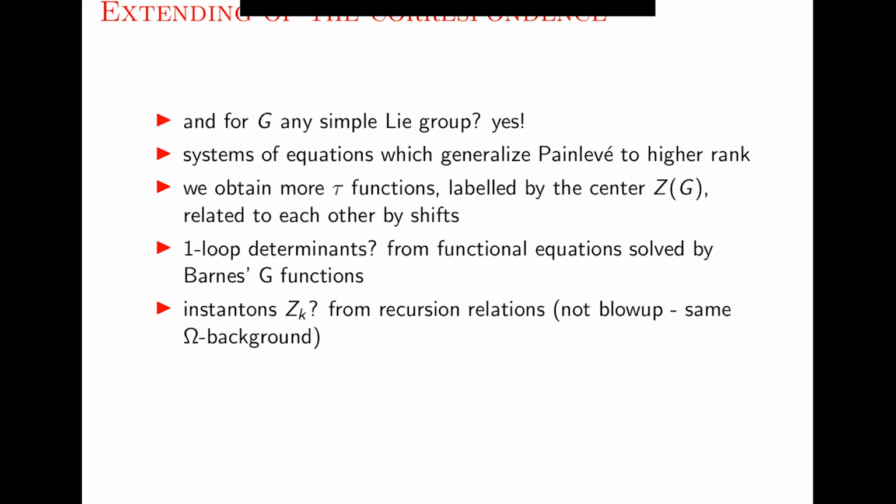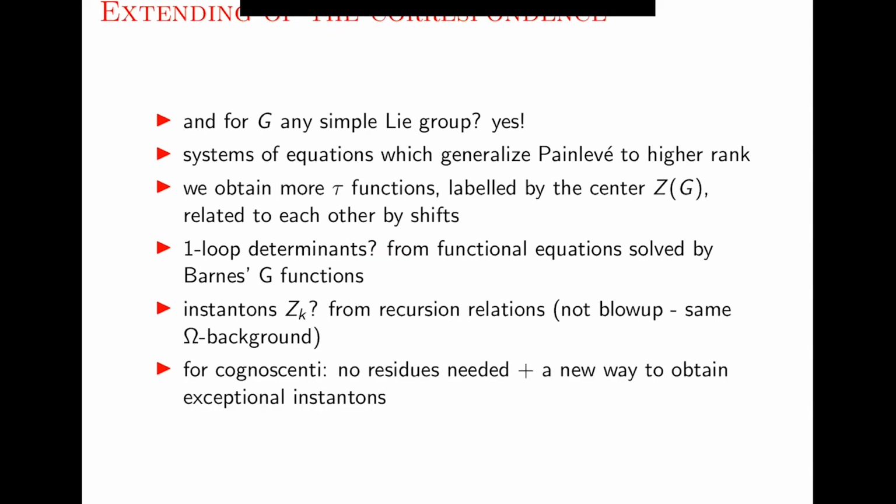Now, this is not the blow-up. There are recursion relations for instantons, which are given in different omega backgrounds. This is not one of them. So this is interesting. And further, they're given by ratios of these one-loop determinants. So you can think about physically how to interpret that, perhaps. Again, no residue calculations needed. You just solve this ODE.